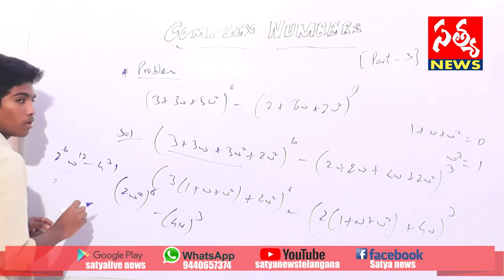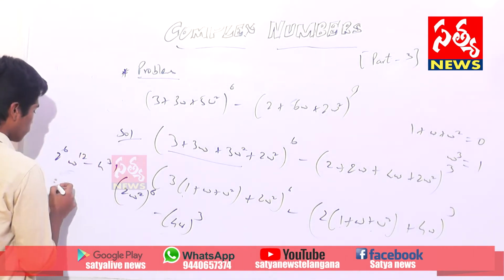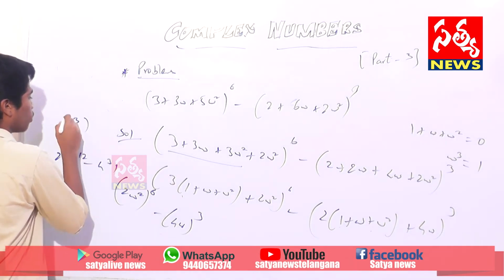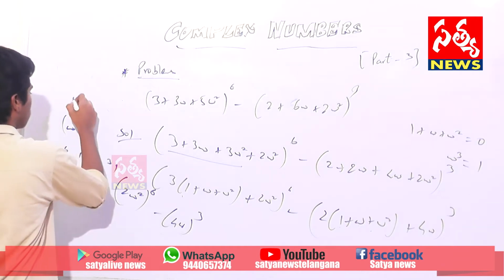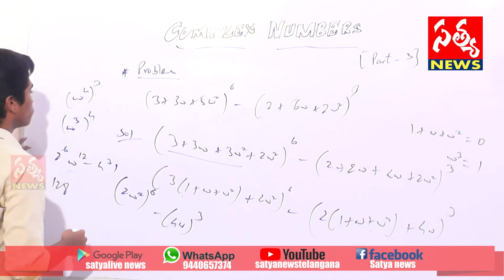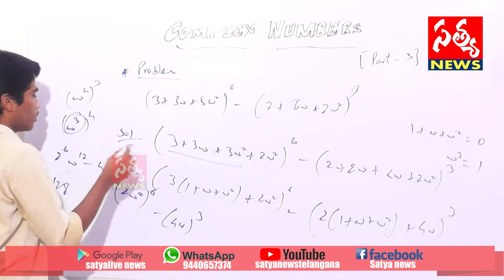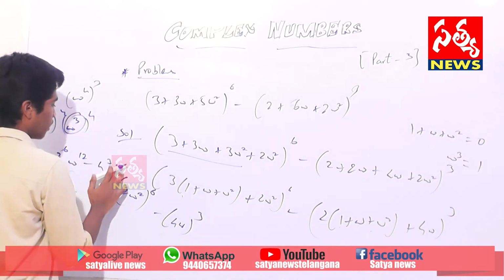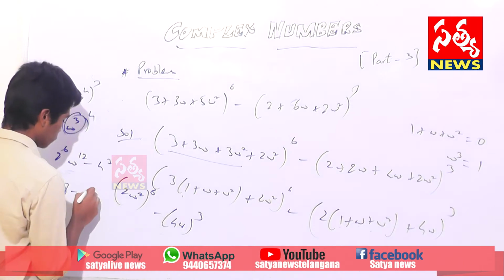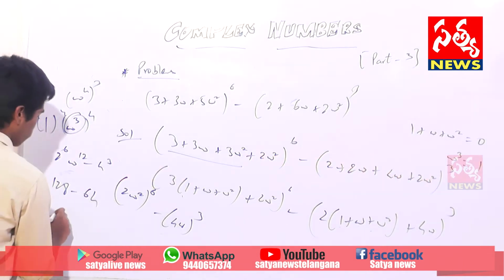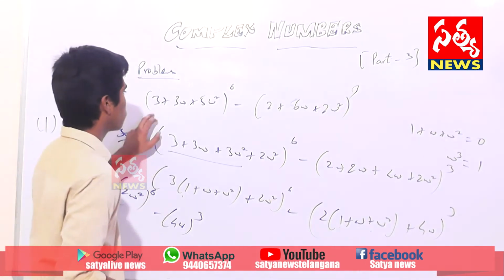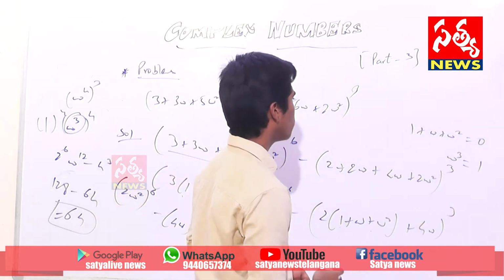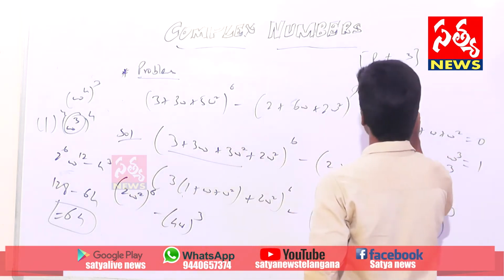What is 2^6? 2 is 4, 4 is 16, 128. And ω^12 is (ω³)^4, or else we can write (ω^4)³. As ω³ is 1, 1^4 is 1. So 128 is our answer. And 4³ is 64. 128 minus 64, 64 is our answer. So (3 + 3ω + 5ω²)^6 − (2 + 6ω + 2ω²)^3 is equal to 64.